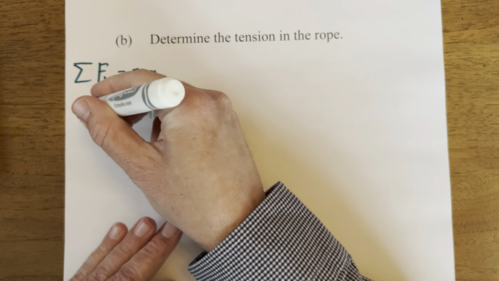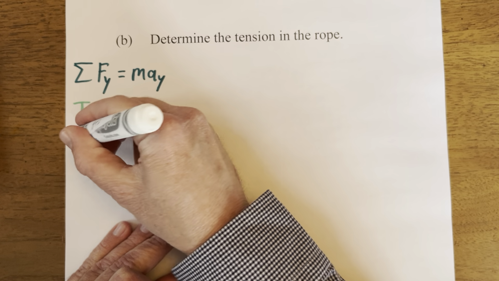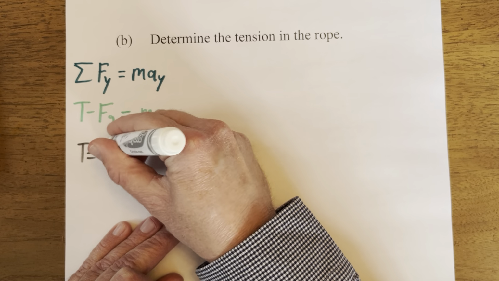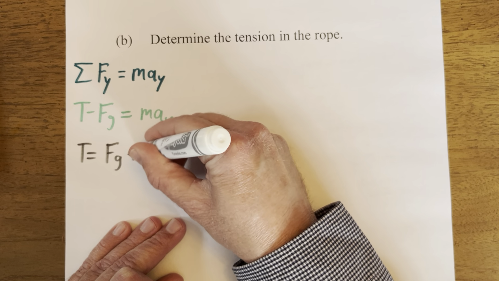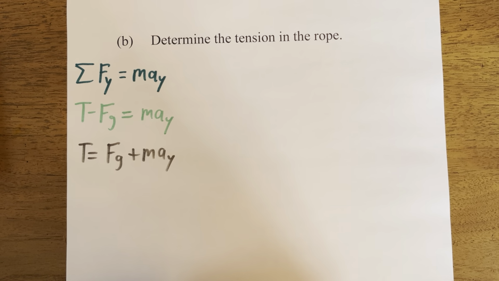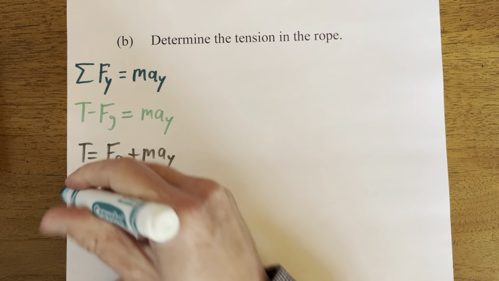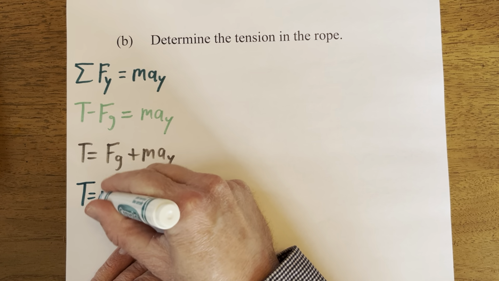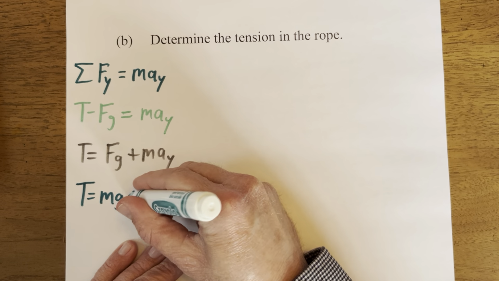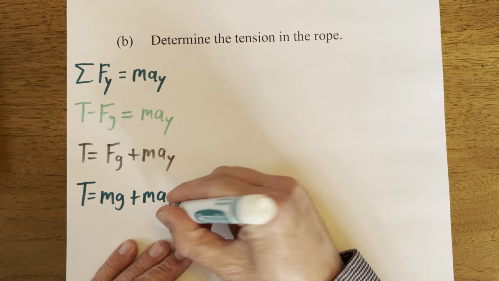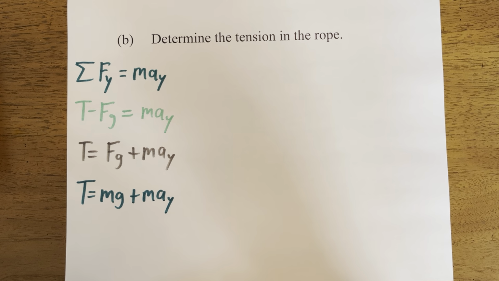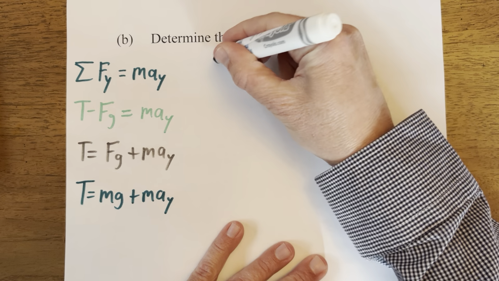Next thing, let's add this force of gravity over to the other side. So we get tension is equal to force of gravity plus mass times acceleration in the y direction. And now let's write out what the force of gravity equals. The force of gravity is mass times gravity, plus mass times acceleration in the y direction. And you can factor out that mass if you want, or just leave it right there. So now let's go on and plug in specific numbers from this problem.